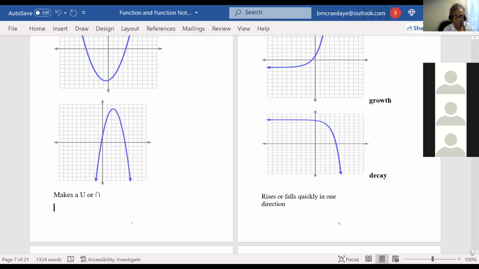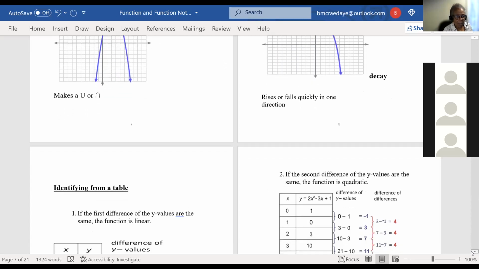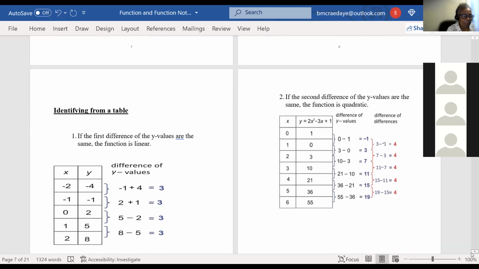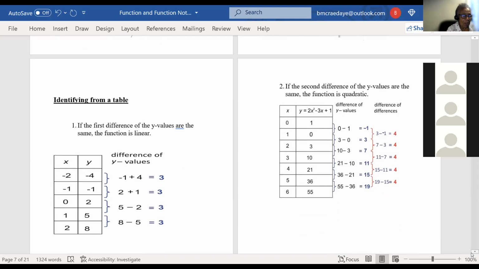Now you can also identify from a table whether something is linear, quadratic, or exponential. If you have a table and you take the differences of the y values, and they're always the same, then that's linear. If they're not the same, you go to a second difference. And if they're the same, then it's quadratic. Like this table represents linear. This second one represents quadratic, because notice the differences.